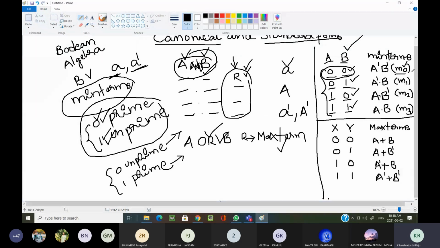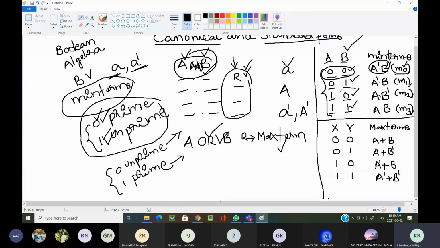Now there, we are not representing the complete minterm. There is one shortcut notation. In that shortcut notation, whenever I want to represent a minterm, I am representing only these numbers: m0, m1, m2, m3, like that. If you change the order, okay, don't change the order.